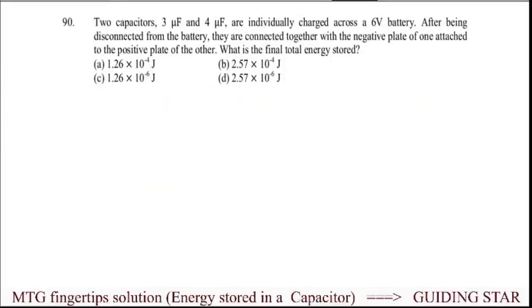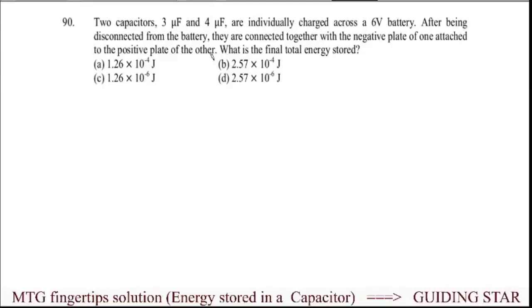In this question, two capacitors, 3 microfarad and 4 microfarad, are individually charged across a 6 volt battery. After being disconnected from the battery, they are connected together with the negative plate of one attached to the positive plate of the other. What is the final total energy stored?